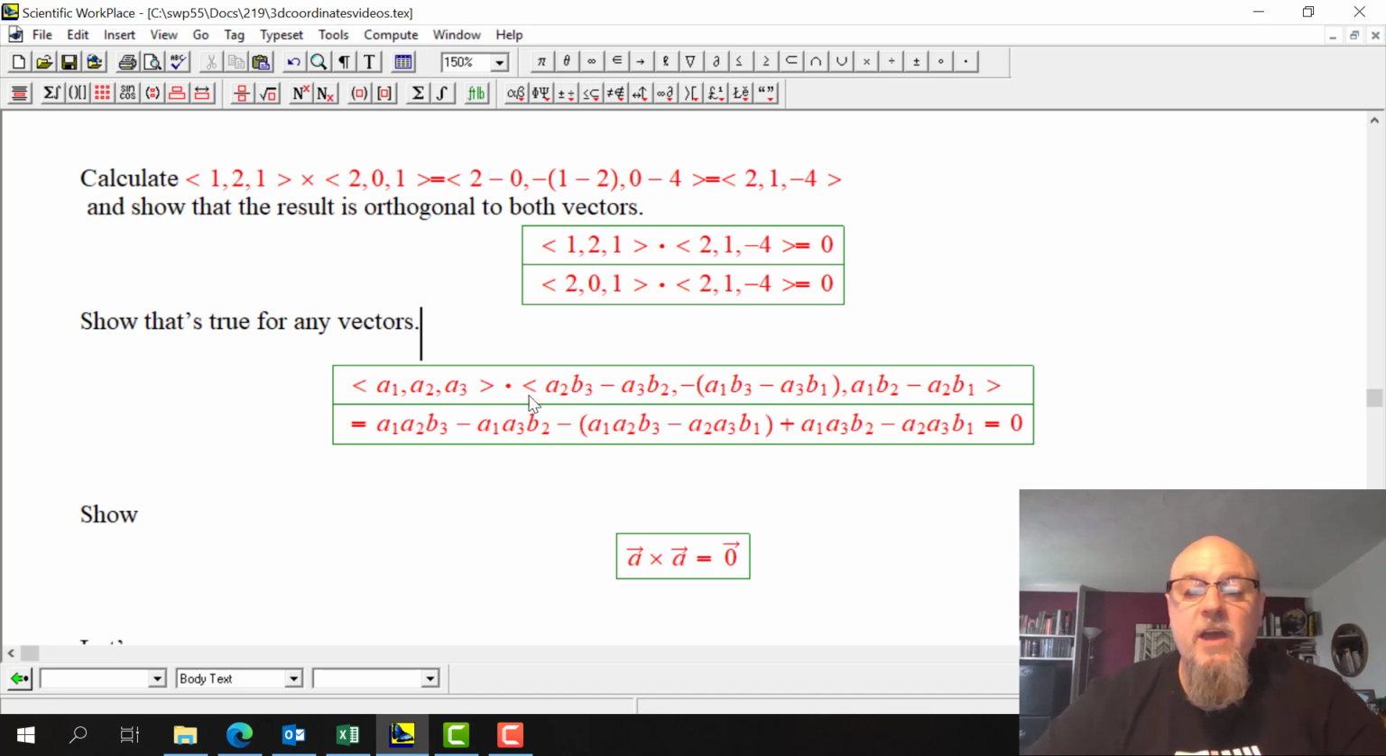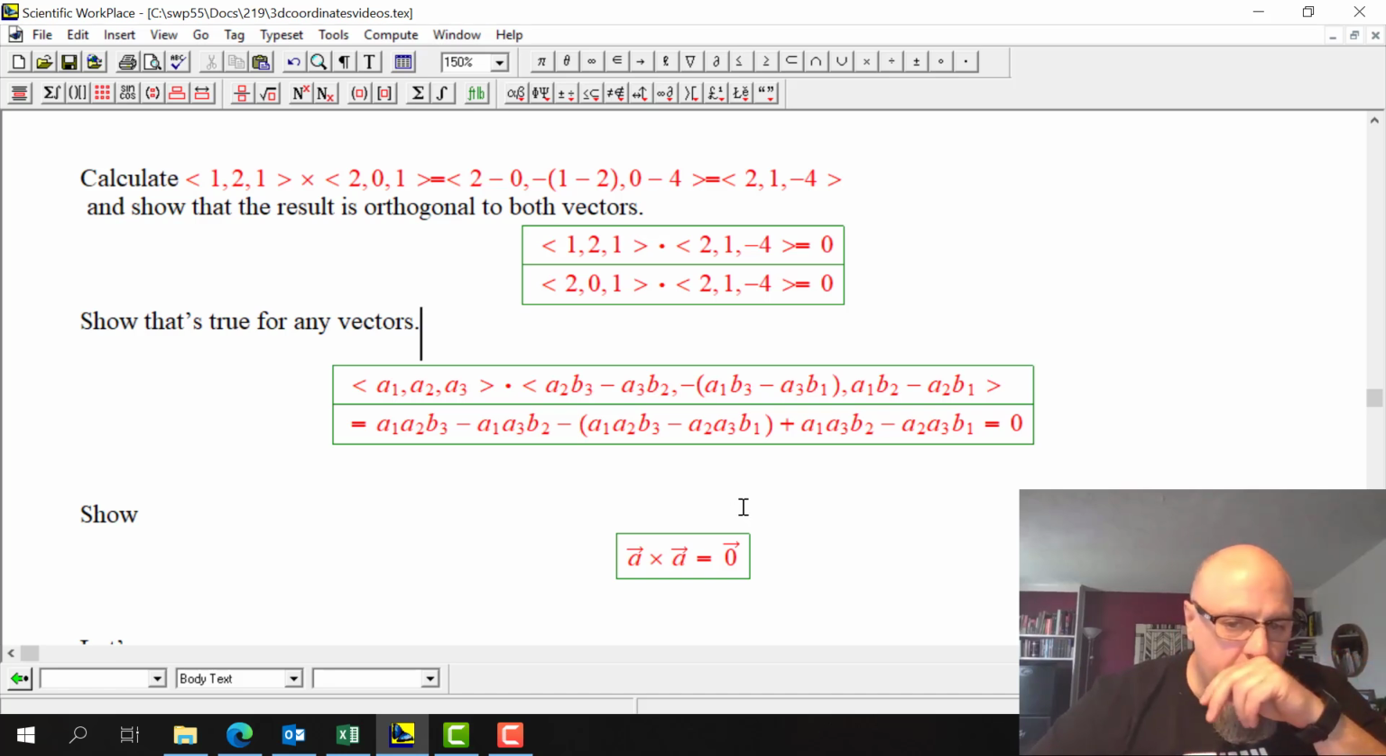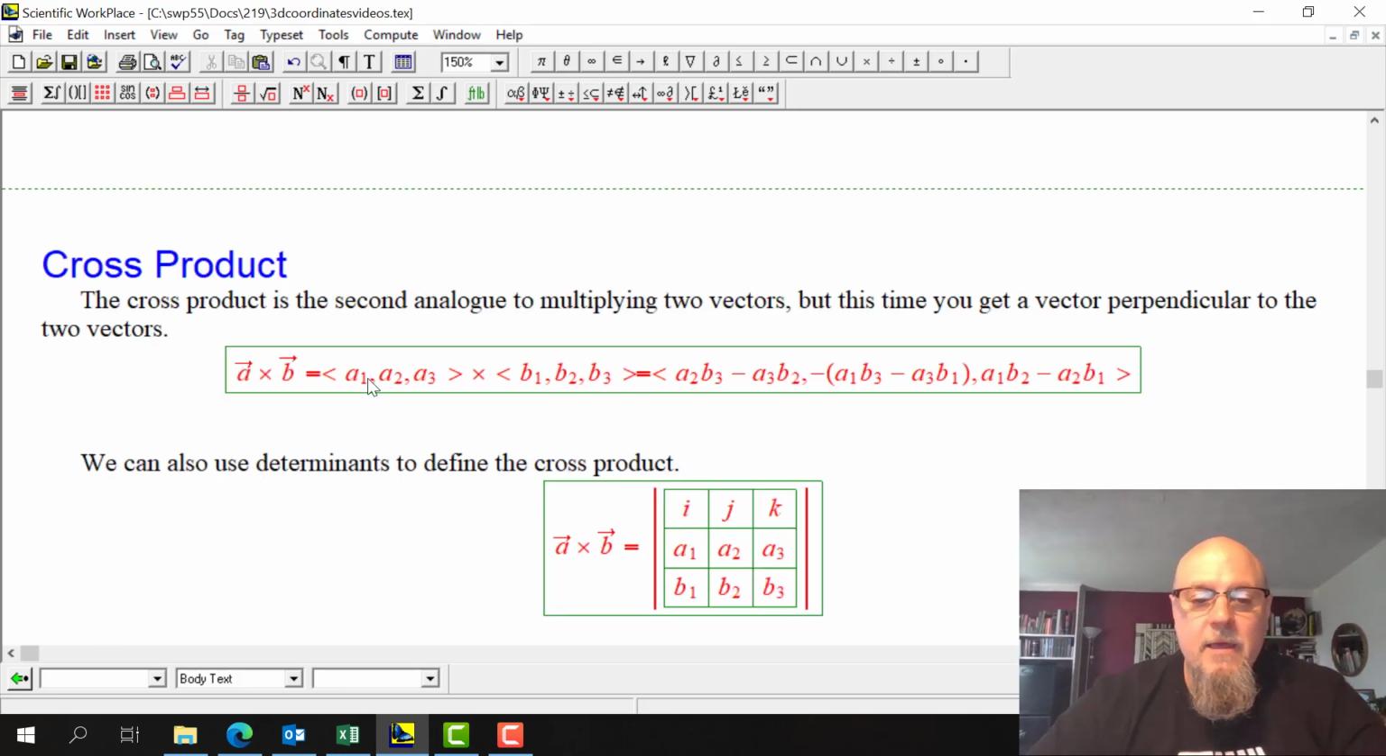So true for any vectors, yes, I always get a vector that's perpendicular to both vector A and vector B. Now, what about if I take A cross A? Let's go back up to the formula again. Then all the B's are A's, so this would be A1, A2, A3, A1, A2, A3. So it'll be A2, A3 minus A3, A2. All of the components end up being 0.